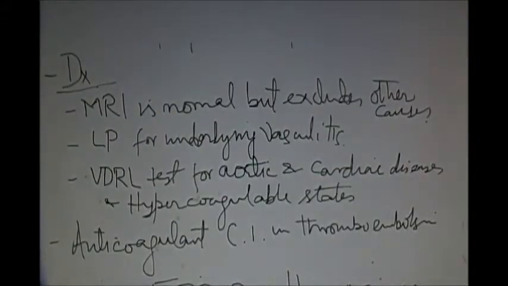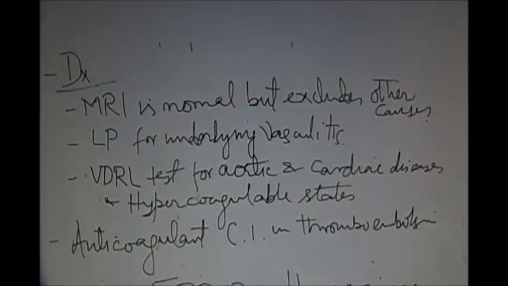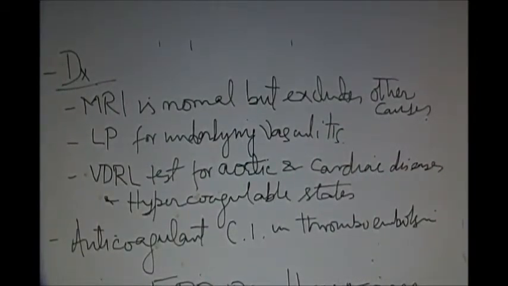Diagnosis of spinal cord infarction. Apart from angiography, MRI is normal in spinal cord infarction, but it excludes the other causes. LP for underlying vasculitis, VDRL for aortic and cardiac diseases, and hypercoagulable states. Anticoagulants are contraindicated in thromboembolism.